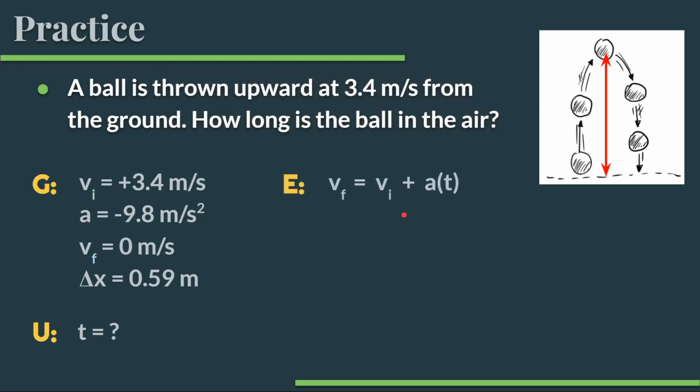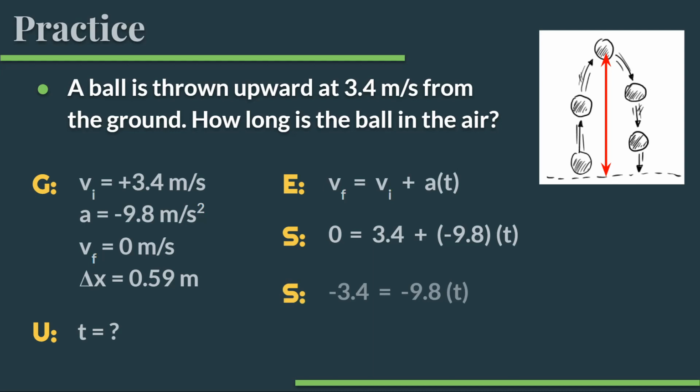VF equals VI plus A times T. If I substitute in, that is 0 equals 3.4 plus negative 9.8 times T. Subtract 3.4 from both sides, and I have negative 3.4 equals negative 9.8 T. Then divide by negative 9.8, and I get 3.4 divided by 9.8. My time up, T up, is 0.347 seconds.